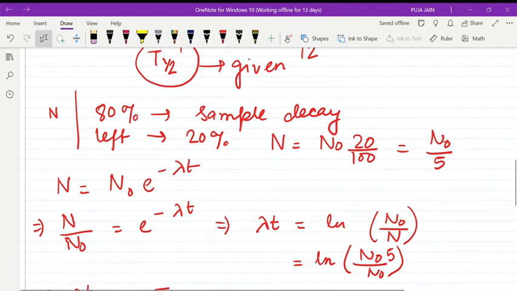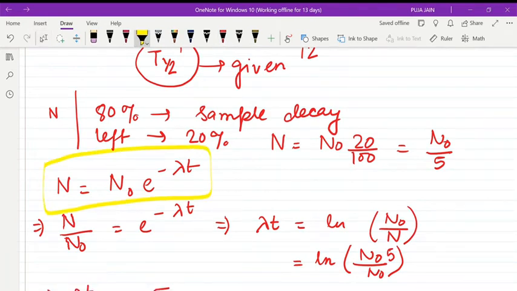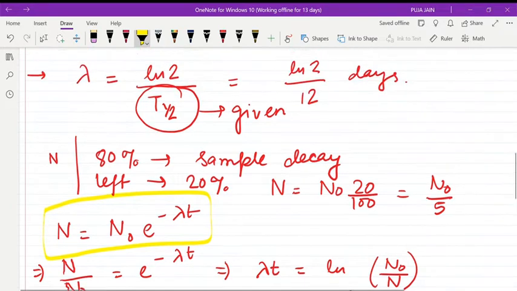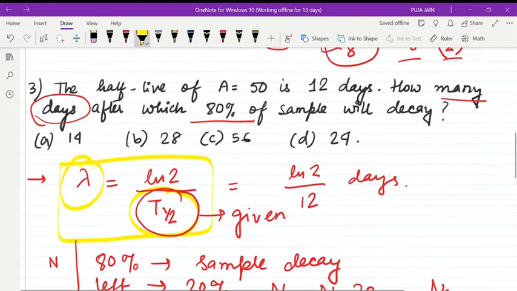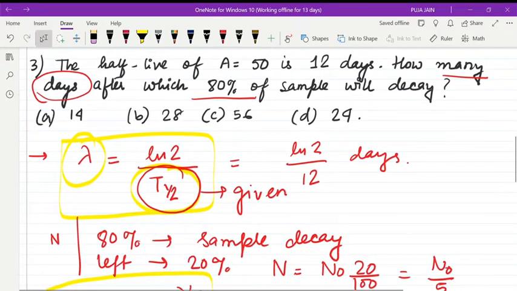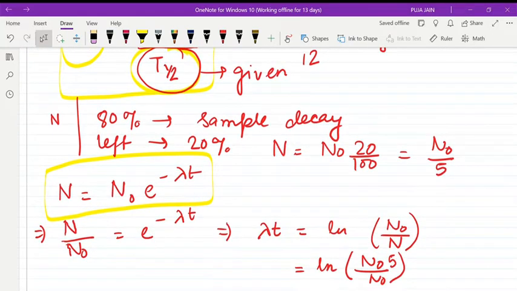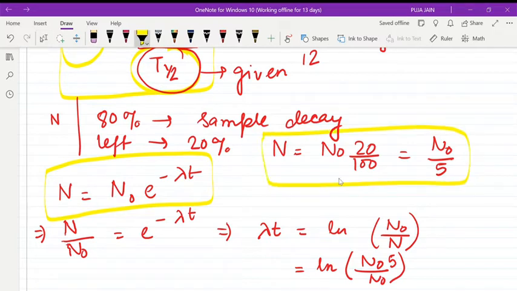So what is the important thing you need to know? First, this radioactivity law. You need to know what each term is telling us. You also need to know the relation between the disintegration constant and T half, that is the half life. Then you can find t, that is after how many days 80% of the sample is decaying. If 80% of the sample is decaying, the amount of the sample left is 20%. So my N, the amount of the sample left after time t, is 20% of the total sample initially present at time t equals 0, that is N0 by 5. Now we have substituted this here and just done the calculation.